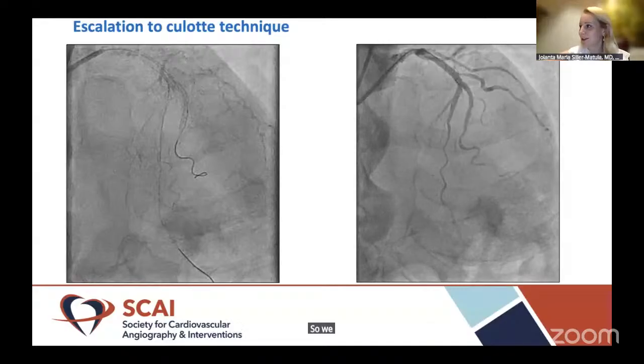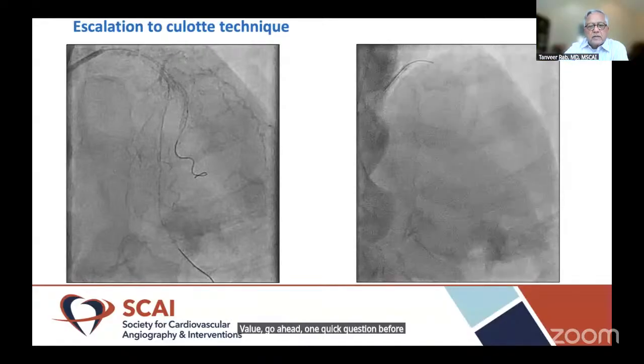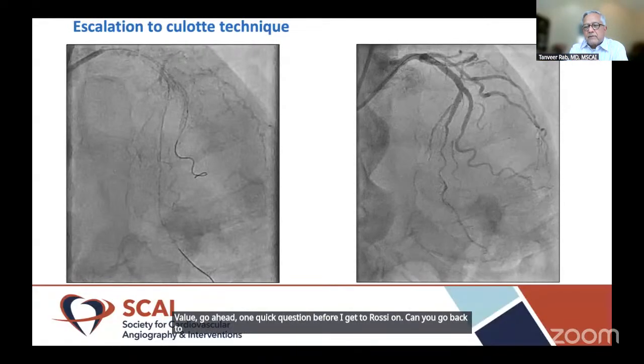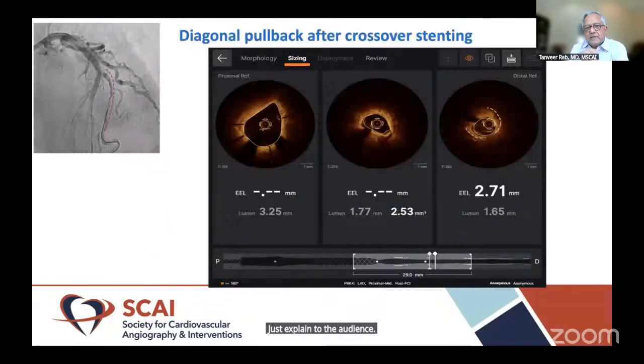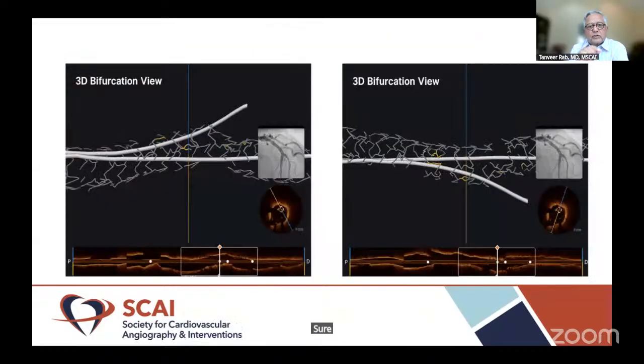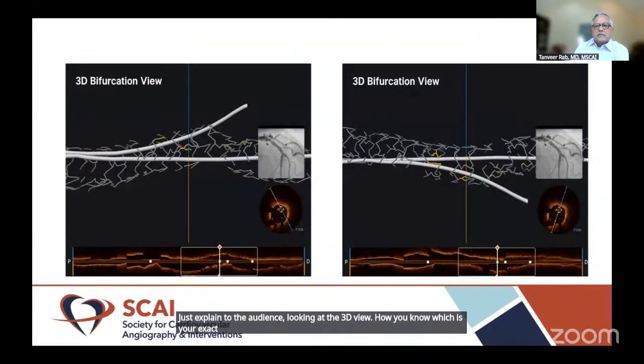Valeria, go ahead. One quick question before I get Rasi on. Can you go back to the OCT slide about the bifurcation, how you wire? Just explain to the audience, looking at the 3D view, how you know exactly which is your target. So just explain this slide, this one.